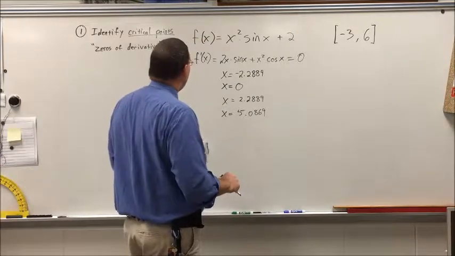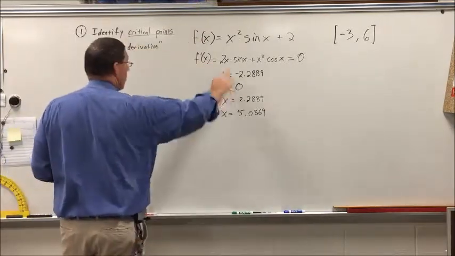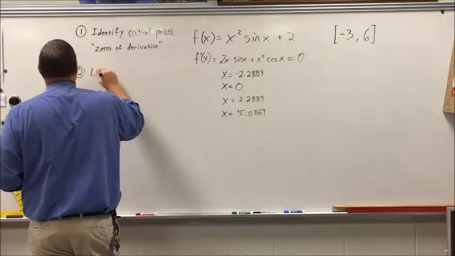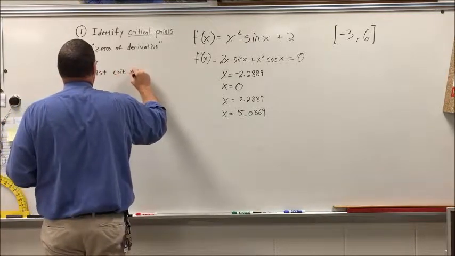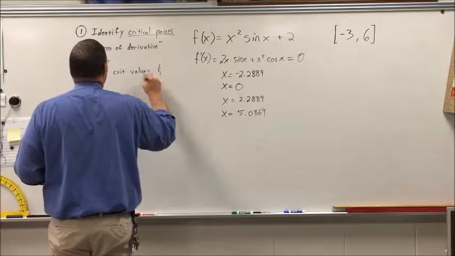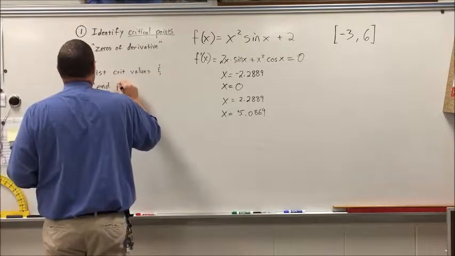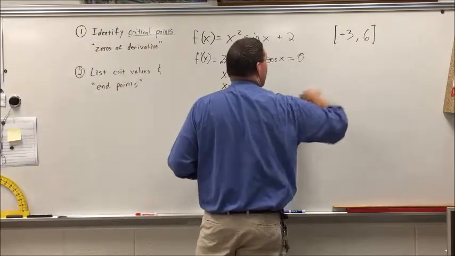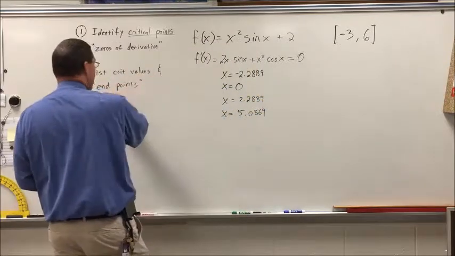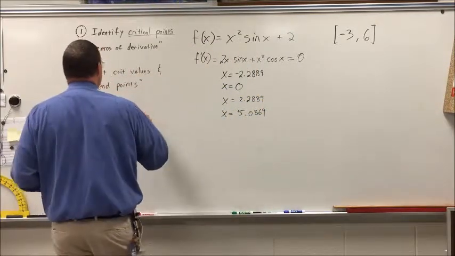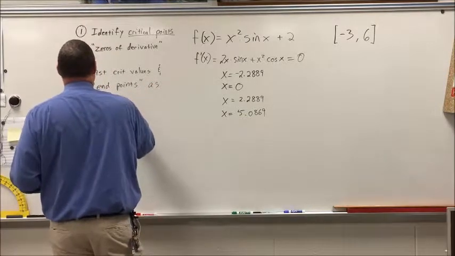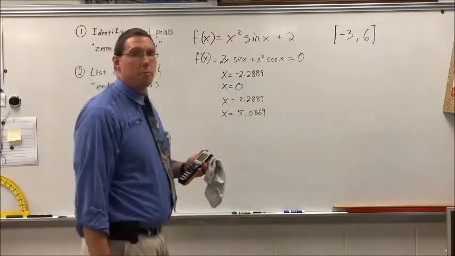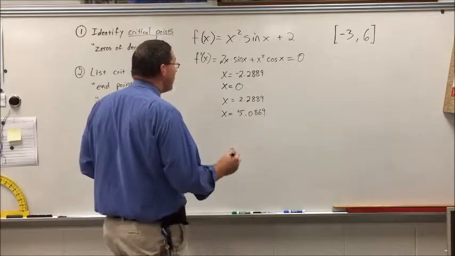Okay. Now that's step 1. We've identified all the critical points, all the zeros of the derivative. Step 2 is to list the critical values, which you just found, and the end points. This is the left end, that's the right end. The critical values and the end points are all my candidates for absolute maximum and absolute minimum. And I want to list them all in a table.